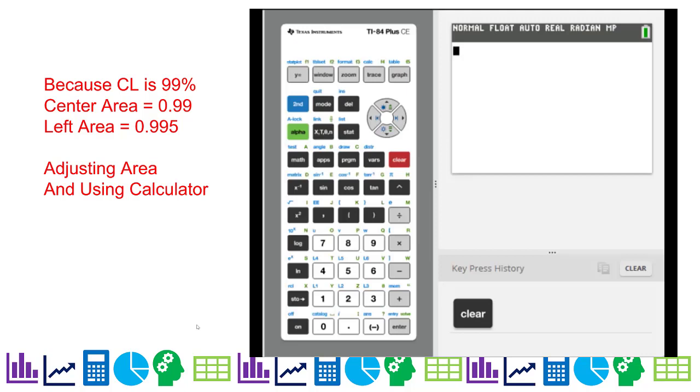Okay, so now that I talked about the setup on the Statlet, let's get to the calculator because I'm going to cut you off on that normal distribution tablet because we need to start using our calculator.